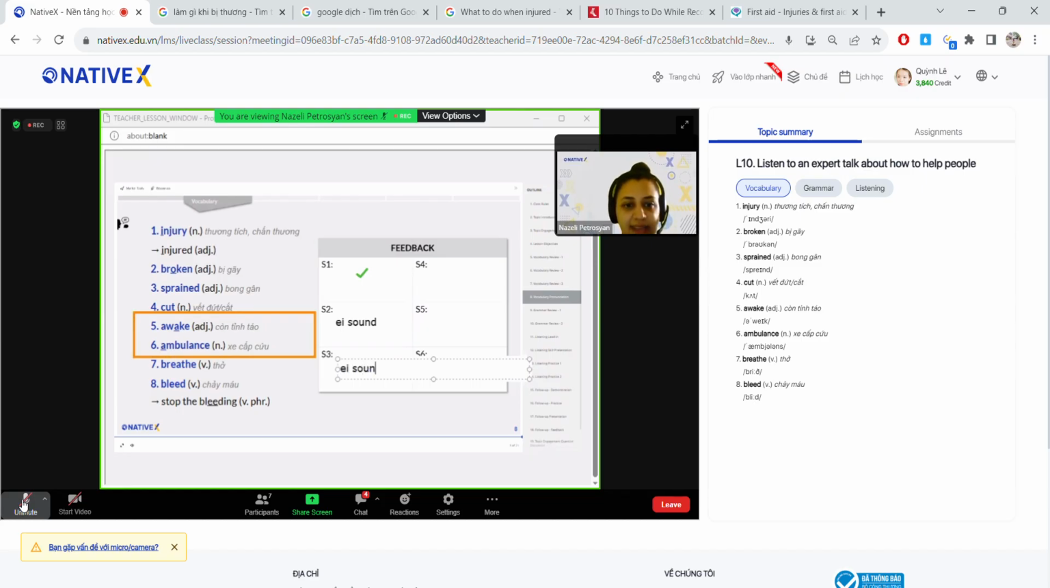So first, A sound. So we go awake, awake. Very good. Awake. There we go. That sounds better. And for the last one, don't forget about the ending sound. So we go ambulance. Ambulance. Okay, very good. This sounds better, of course, now. Well done. All right. Queen, please read words number 7 and 8.